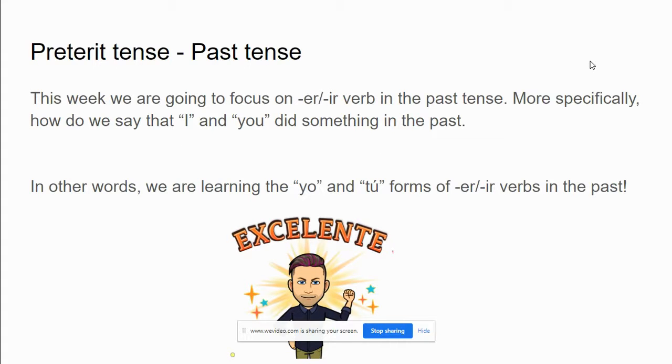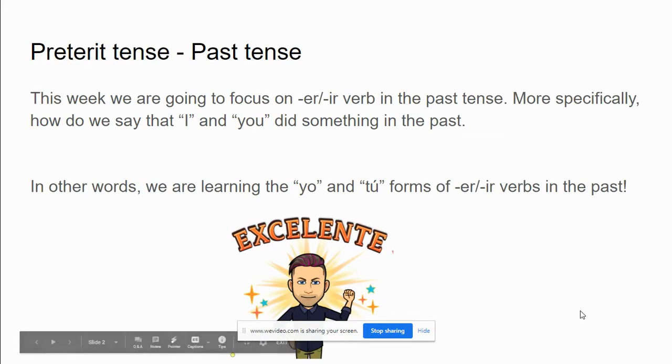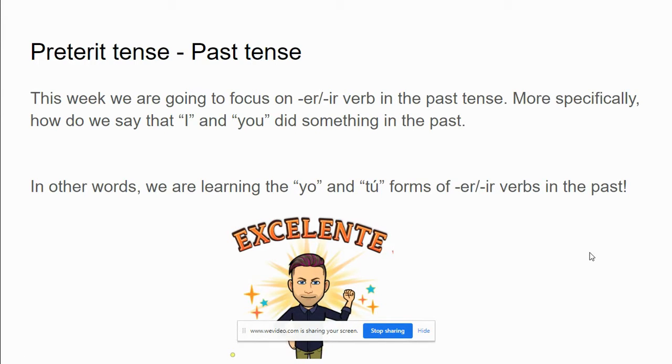The preterite tense, again, is a fancy grammar term for the past tense. We're going to be working on how we say I and you did something in the past. Or, in other words, we're learning the yo and the tú forms for the ER verbs in the past tense. Very simple, taking it nice and slow, just to make sure that we get this right this year.